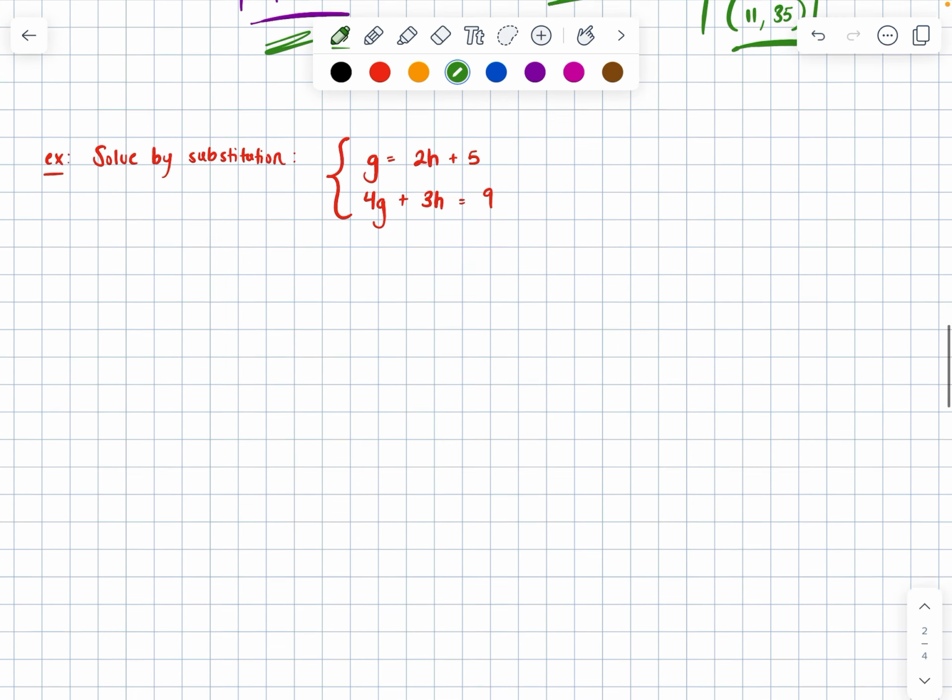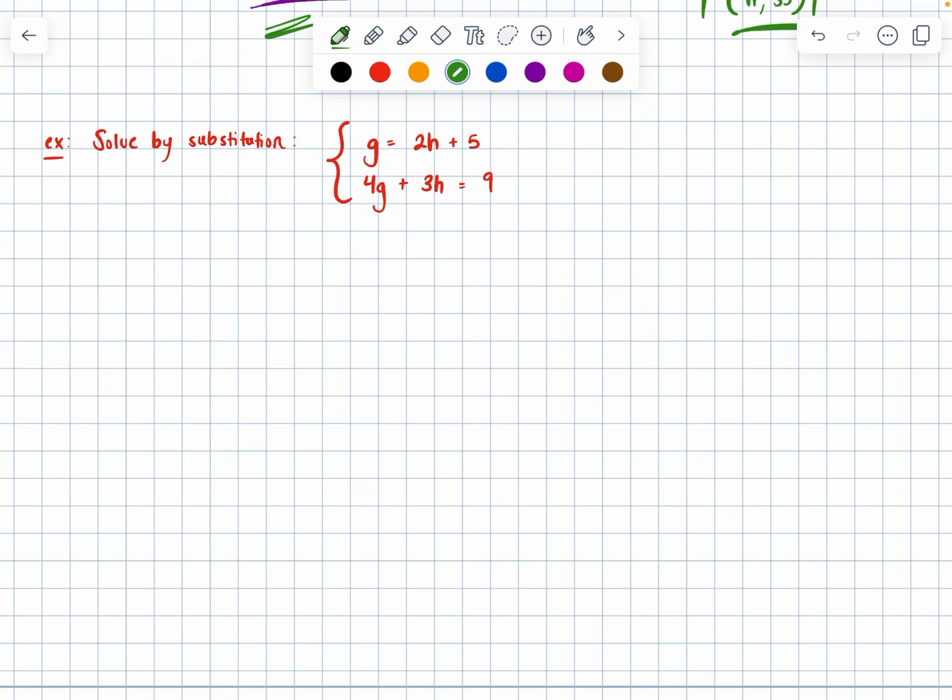Fantastic. Uno más. G equals 2h plus 5, 4g plus 3h equals 9. Notice in the first one you've got something by itself. Maybe you want to use that to your advantage. Let's solve this guy by substitution. Take 2 minutes, find the values of both variables, and if you want to, express it as an ordered pair. Go ahead.